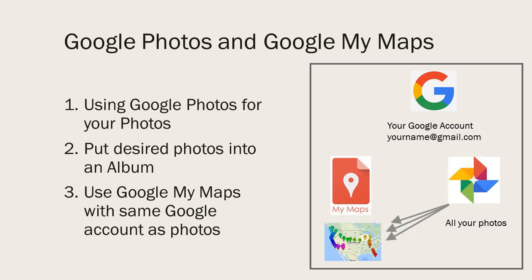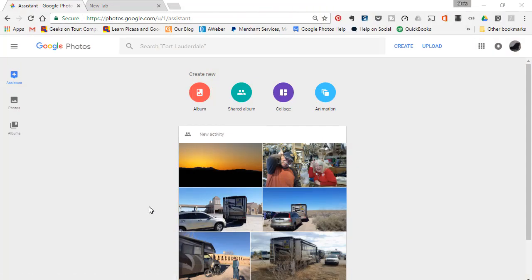Number one, you must be using Google Photos. Number two, you need to make an album and have the photos that you're going to use on the map. And number three, you use Google's My Maps with the same Google account as the photos. So let me show you how.